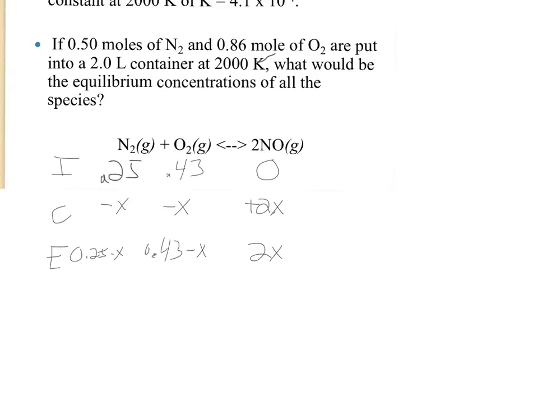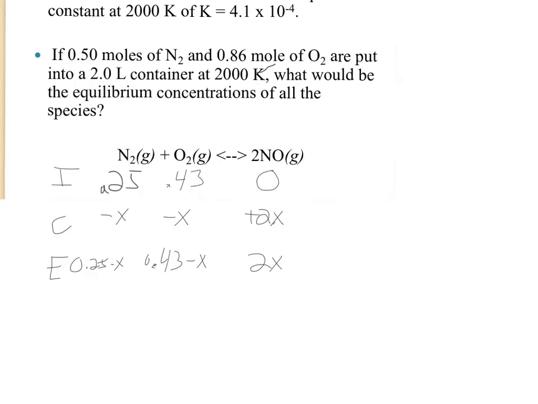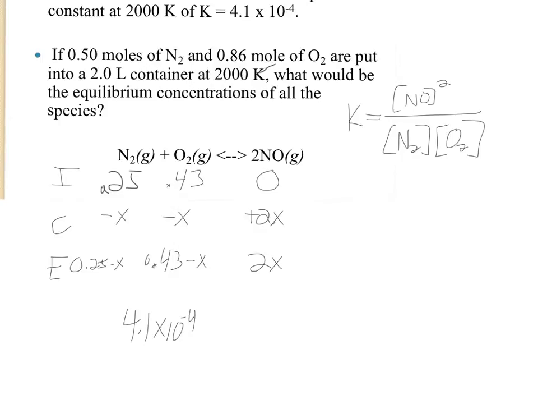Now here we have our K expression. K is still going to be NO squared over N2 times O2. Now, this is a case where we have K. K is 4.1 times 10 to the negative 4th, which we know is going to favor the reactants. But we still need to figure out these amounts. If we just plug in here, there's really only one variable missing, and it's x. NO squared, so 2x squared. And then in the denominator, 0.25 minus x, that's my nitrogen, times 0.43 minus x, that's the oxygen.